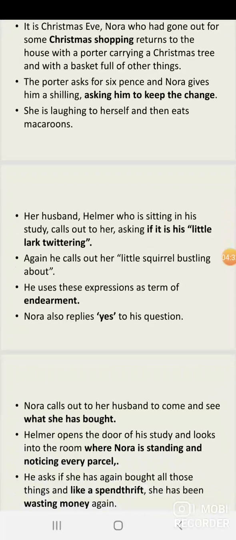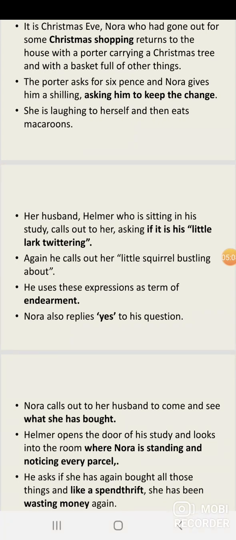Now we are introduced to her husband, Torvald Helmer. He is sitting in his study, and he calls out to her. Why does he call out to her? Because he hears footsteps of someone entering the house. So he calls out to her, asking whether it is his little lark twittering. So he calls Nora a little lark twittering.